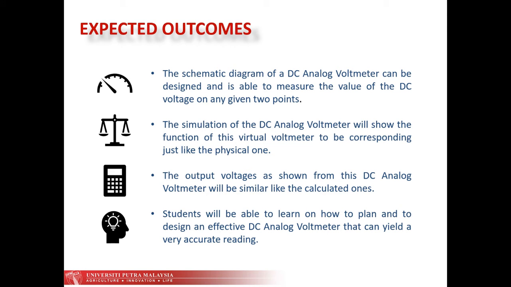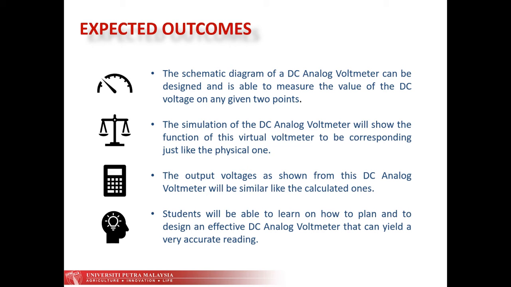So we have 4 expected outcomes that we will expect. The schematic diagram of a DC analog voltmeter can be designed and is able to measure the value of the DC voltage on any given 2 points. Basically, what it wants to say is that it can measure the voltage drop between 2 points without any errors. And the simulation of the DC analog voltmeter will show the function of this virtual voltmeter to be corresponding just like the physical one.